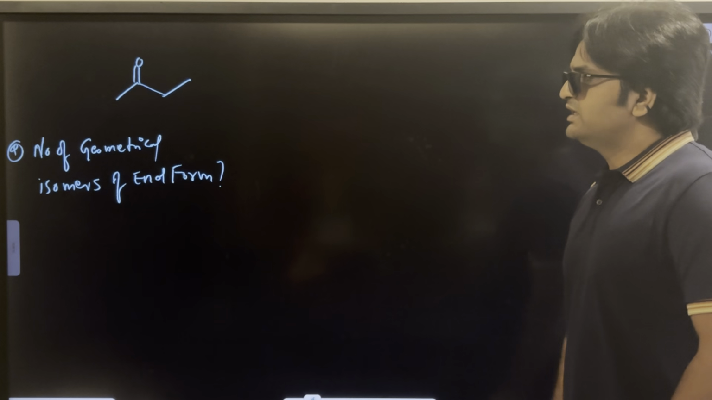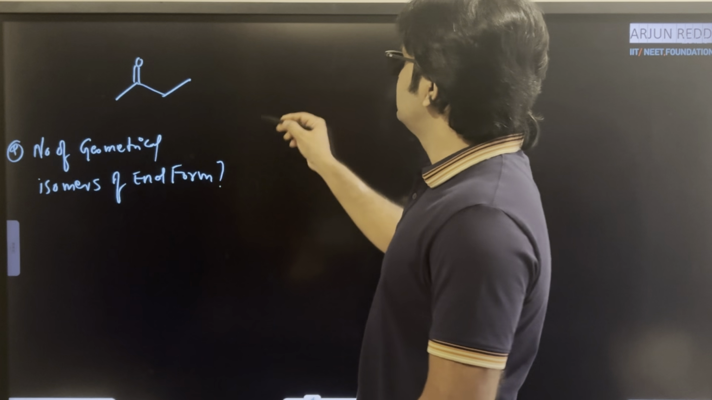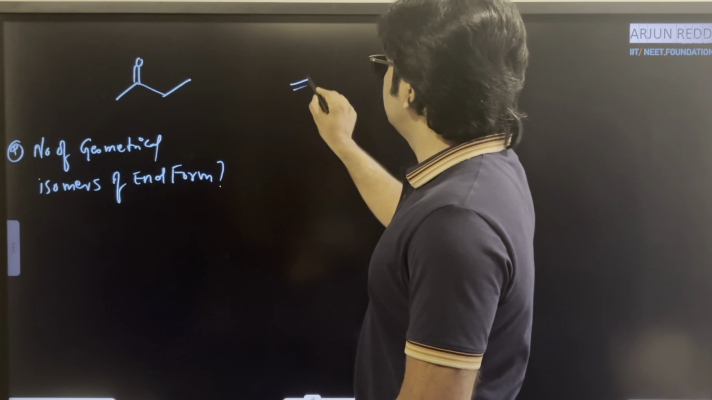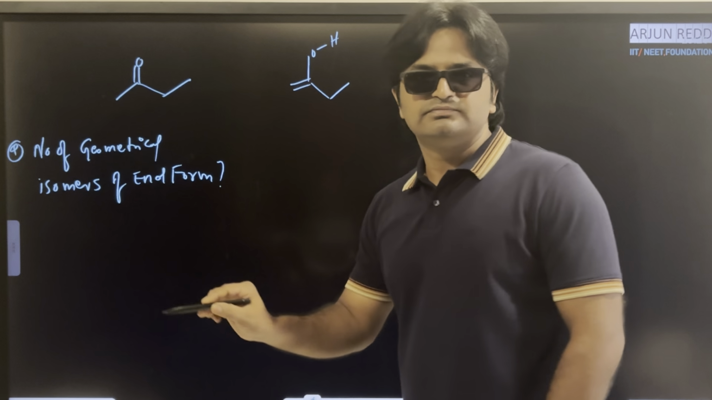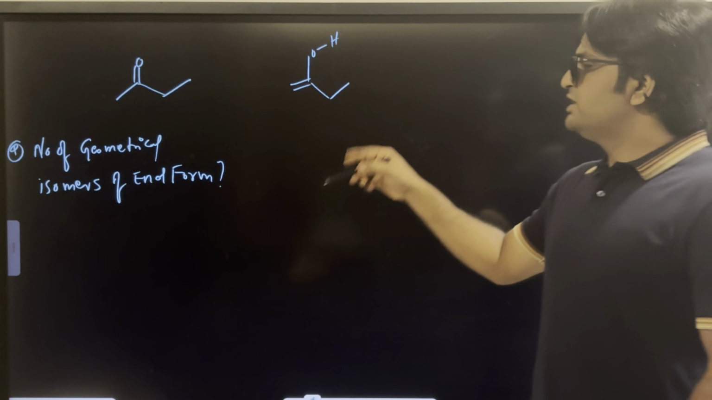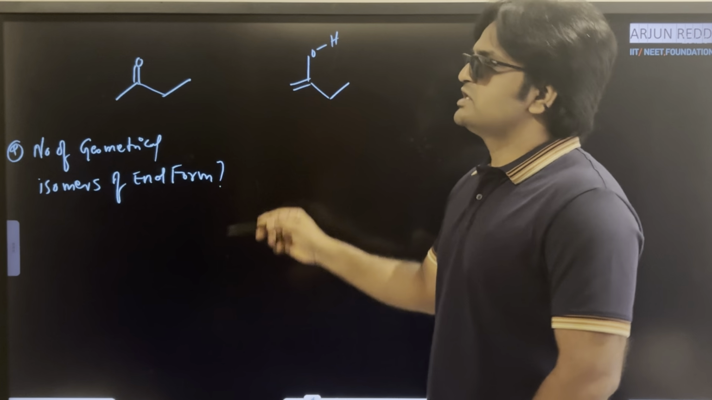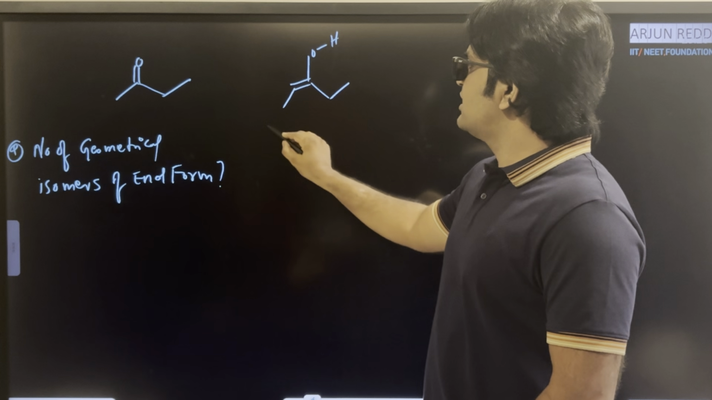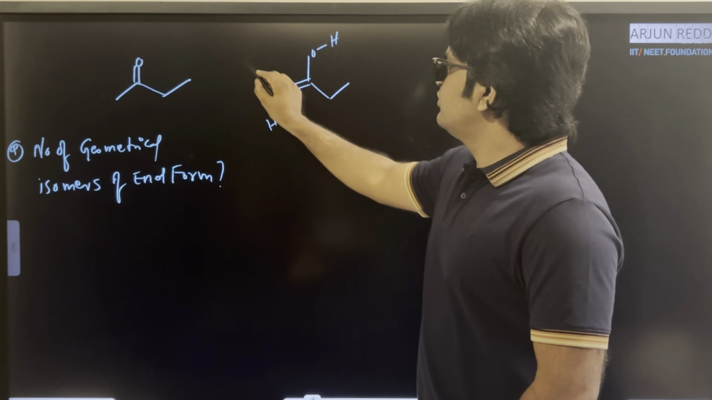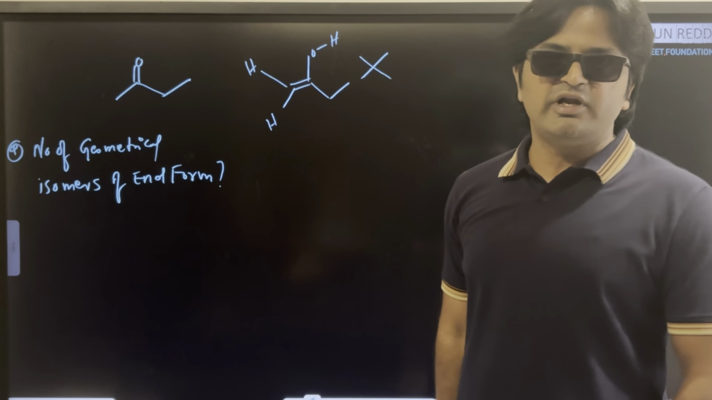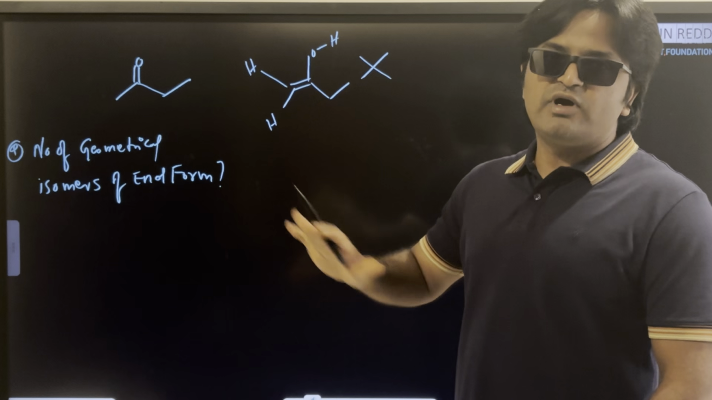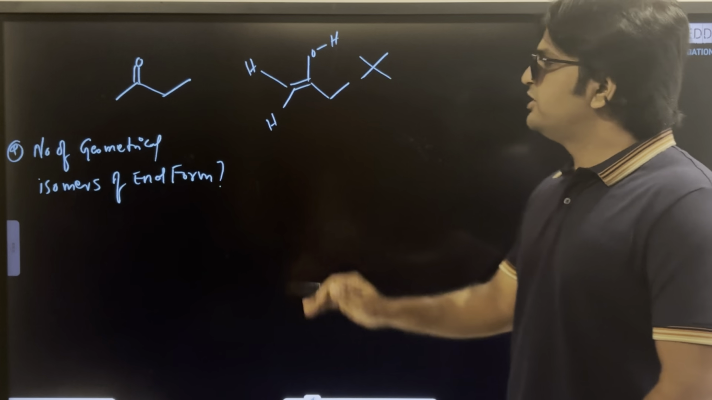First one, if you are selecting a proton from the left side CH3, then what is the result here? OH on one side, CH2 and CH3 on the other. Now, is there any chance for geometrical isomerism? There is no chance. What is the reason? On this carbon atom, 2 hydrogen atoms are there. That is not satisfying the condition for geometrical isomerism. That enol form is not showing geometrical isomerism.